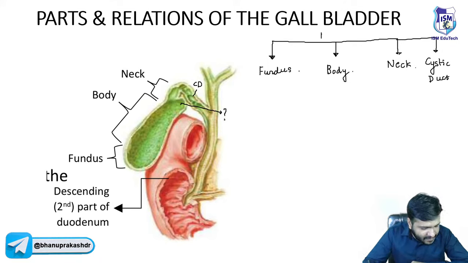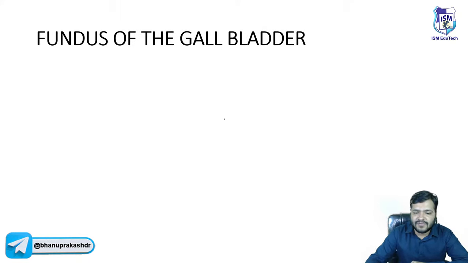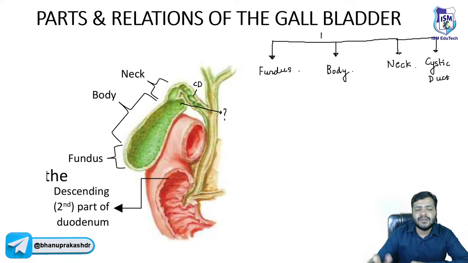Can anyone tell me what this pouch is called? I want answers from everyone. Meanwhile, I will be discussing the fundus of the gallbladder. You can easily see the fundus. It is the lowermost part of the gallbladder. Then we have the body, then the neck, and automatically the cystic duct. So it is divided into fundus, body, neck and cystic duct.